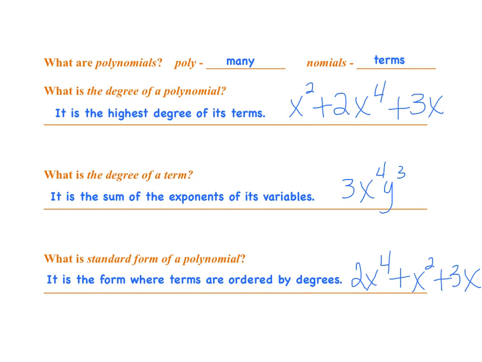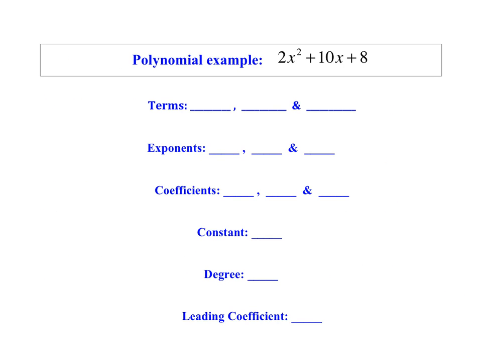Now let's look at an example. In this example, we will be looking at and deconstructing 2x squared plus 10x plus 8. First, let's write down each of the terms. Our first term is 2x squared. Our second term is 10x. And our third term is 8.